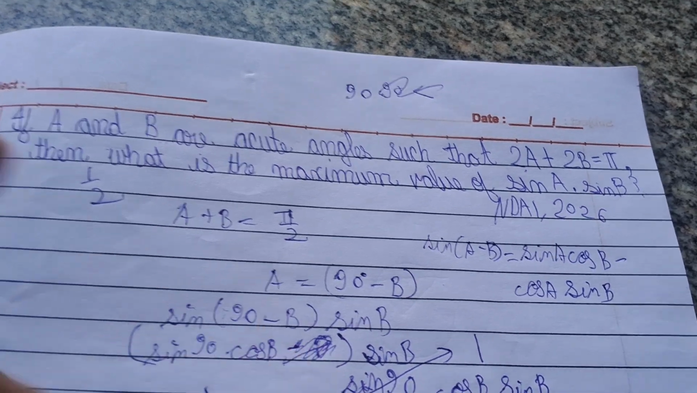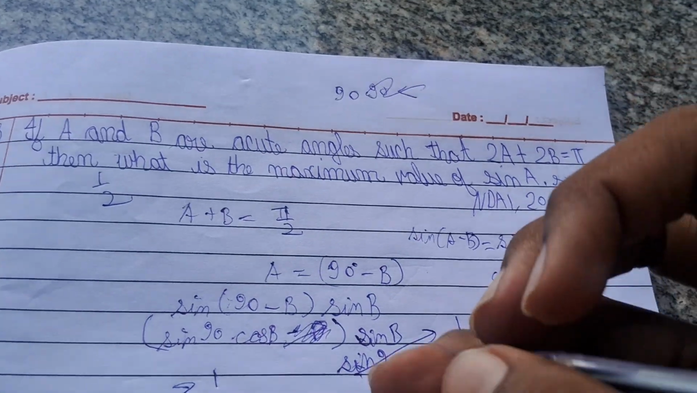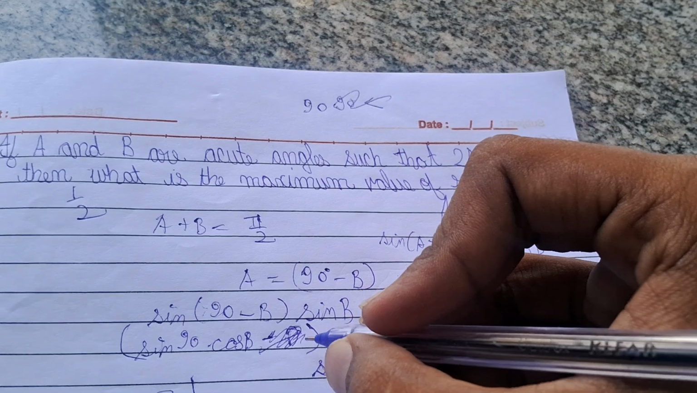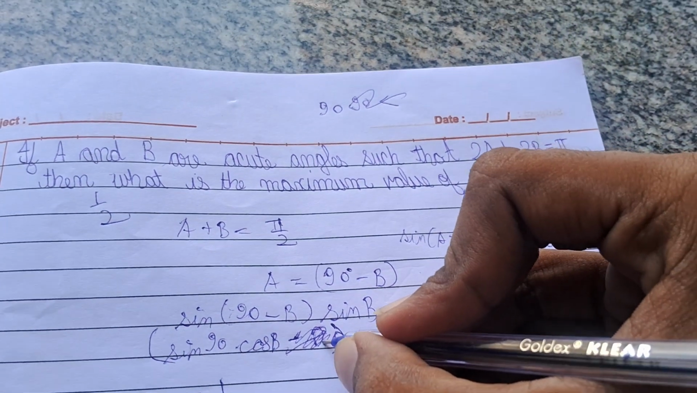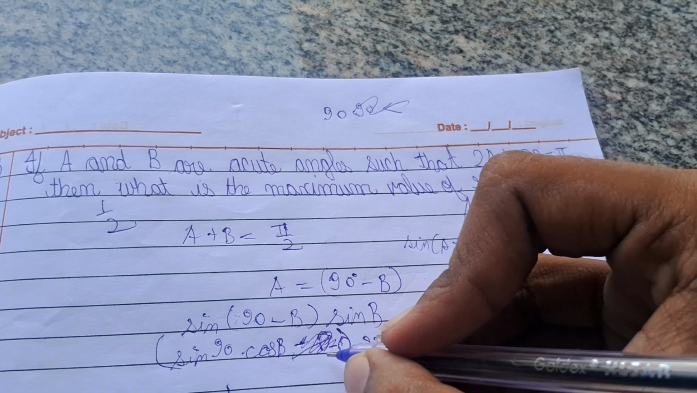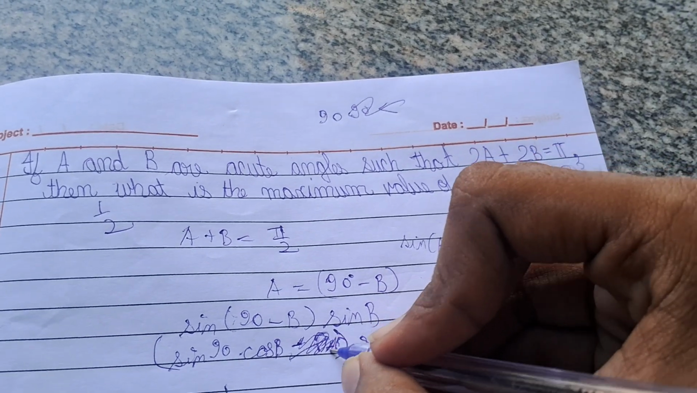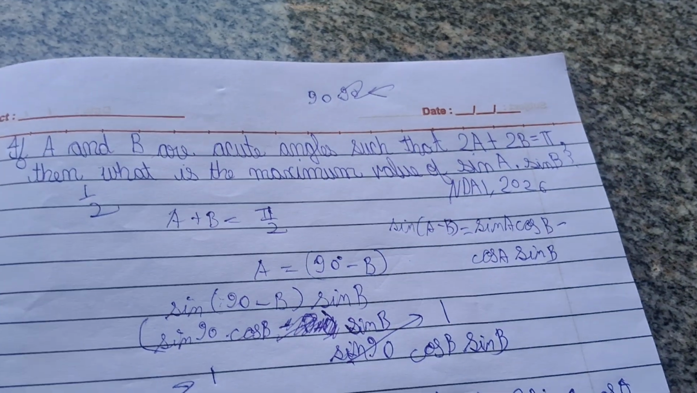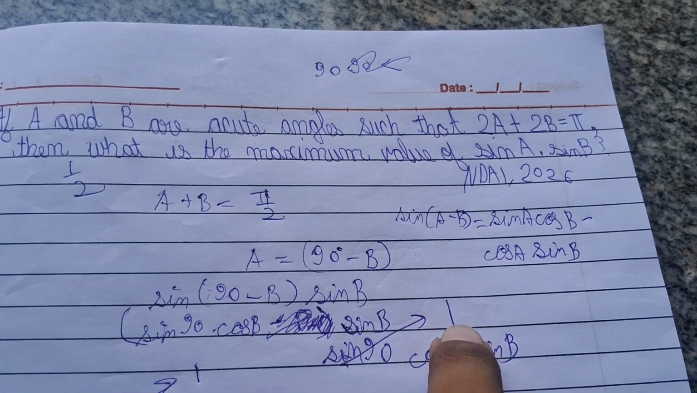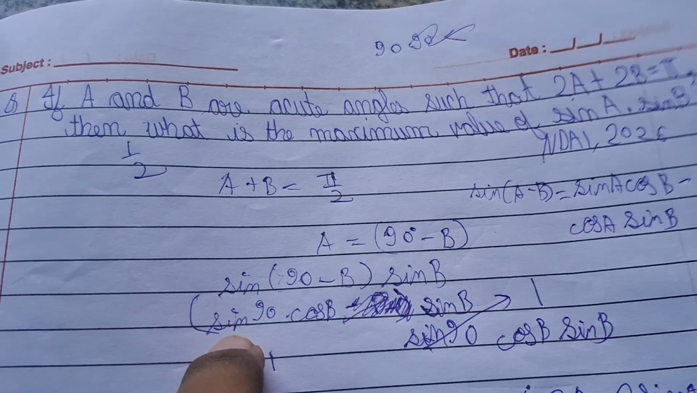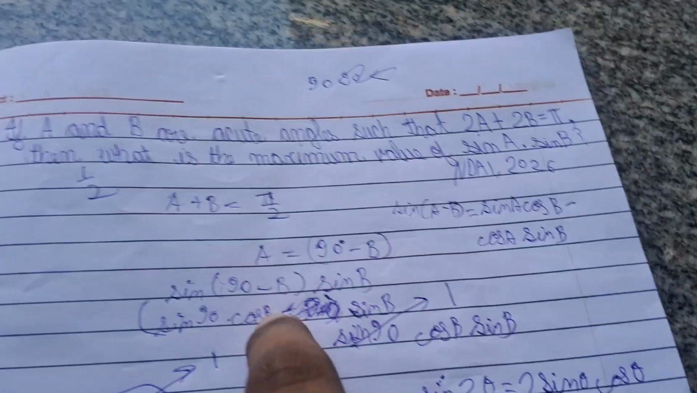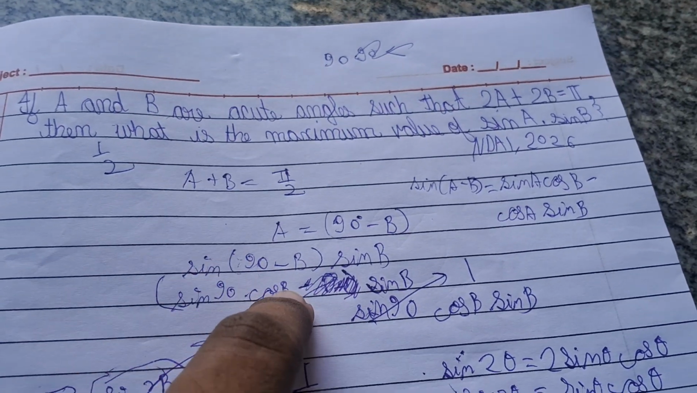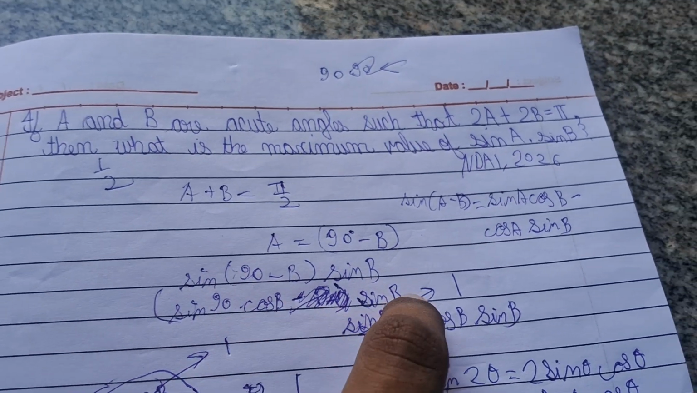The value of cos 90 degrees is 0, and if we multiply anything by 0, that also becomes 0, minus 0. If we subtract 0 from something, that thing doesn't change, and sin B remains outside. Now the value of sin 90 degrees is 1. Replace it by 1, so it becomes cos B into sin B.